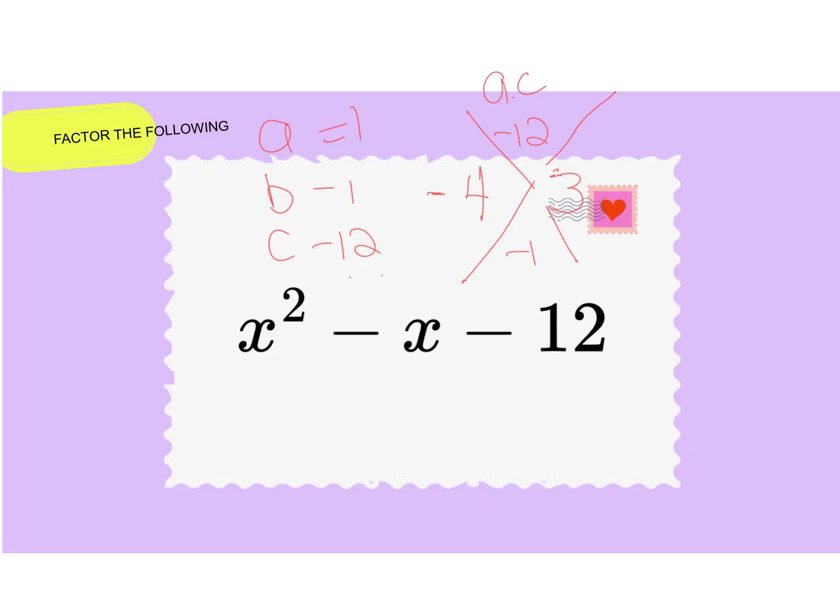Okay, now I'm not done yet. Remember, I just found those middle terms. Those are my B values. I can only do this when my A value is equal to 1. I'm simply going to split my x in 2.